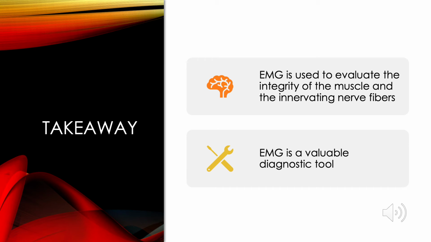One, EMG is used to evaluate the integrity of the muscle and the innervating nerve fibers. This way, we're able to indirectly evaluate function of nerves through muscle activity. Now, that's key. Function of nerves through muscle activity. And second, we ultimately see that EMG is a valuable diagnostic tool that helps neurologists locate and determine the causes of diseases which might affect your muscles and assess how much damage there is. So it's very crucial.